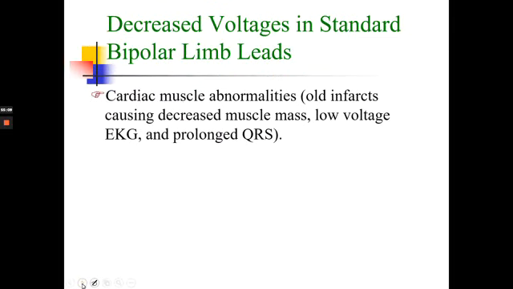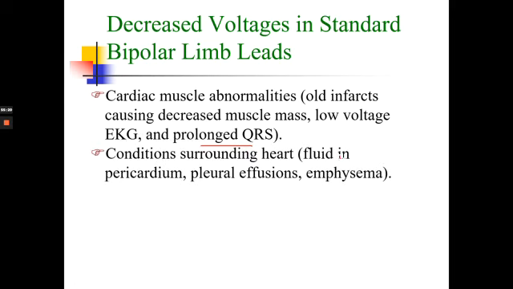Decreased voltage: old infarcts cause decreased muscle, giving low voltage EKG and prolonged QRS. Conditions surrounding the heart, such as fluid around the heart in the pericardium, which we call cardiac tamponade, or pleural effusion, or emphysema, which is an enlarged chest and enlarged lung, maybe in a chronic smoker.